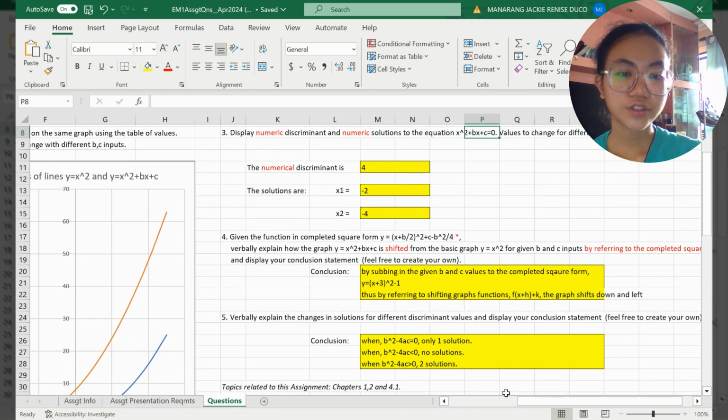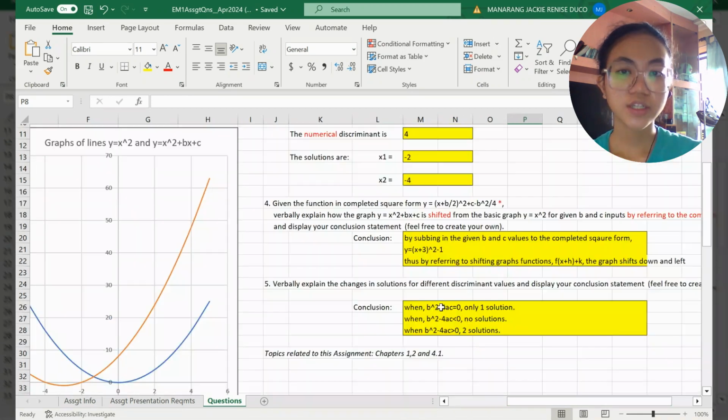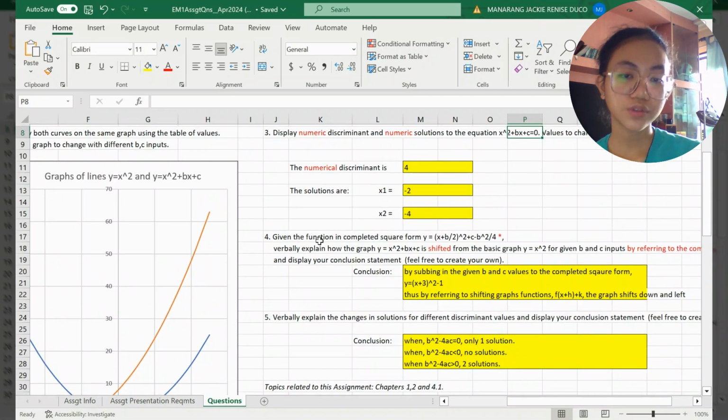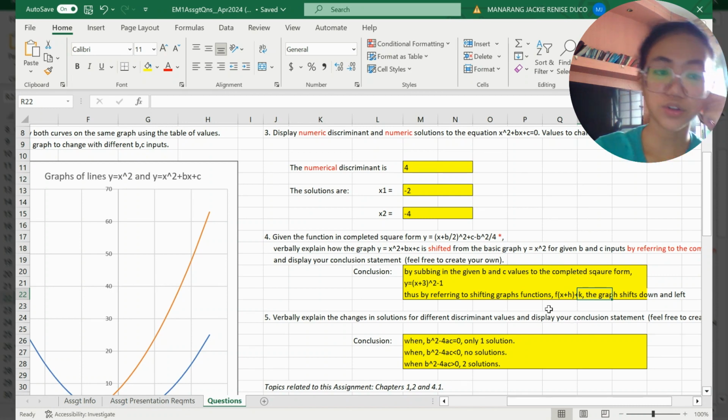So going back to the graph and the positioning, for question 4, they want me to say how the x squared plus bx plus c is shifted from the basic graph x squared using this completed square form right here. For this question, we'll have to refer to shifting graph functions here, f(x plus h) plus k. So h will determine the horizontal shift of the graph, and k will determine the vertical shift of the graph.